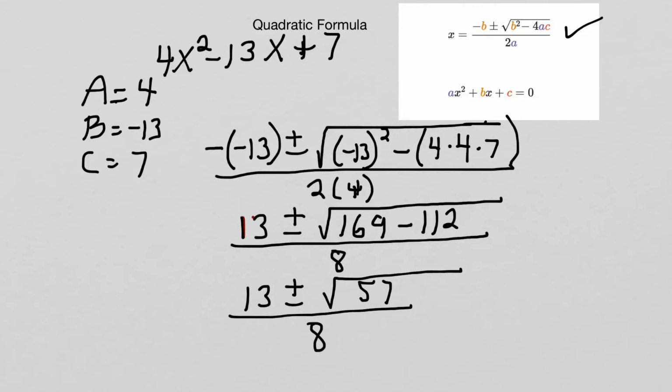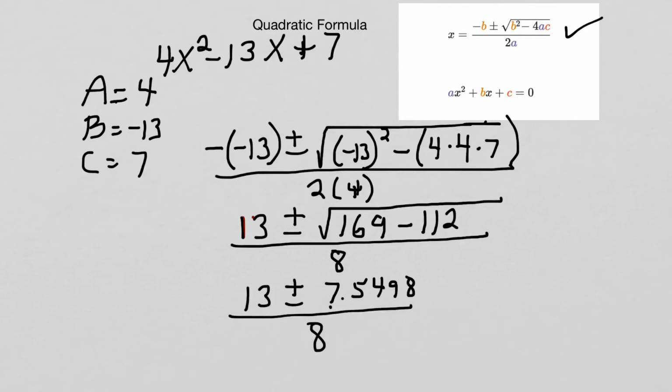All right, nobody knows what the square root of 57 is. You have to put that in your calculator. All right, I put that in the calculator, and the square root of 57 is 7.5498.